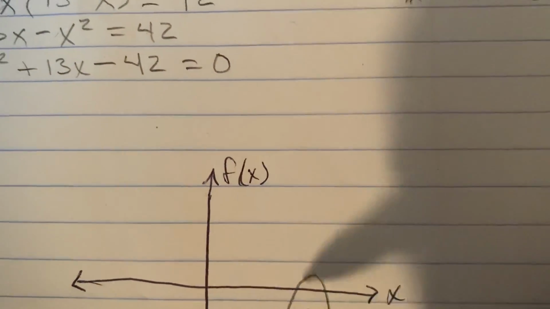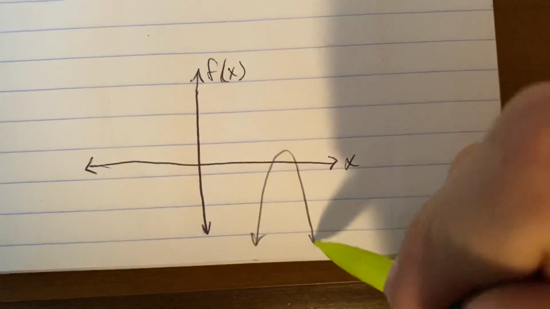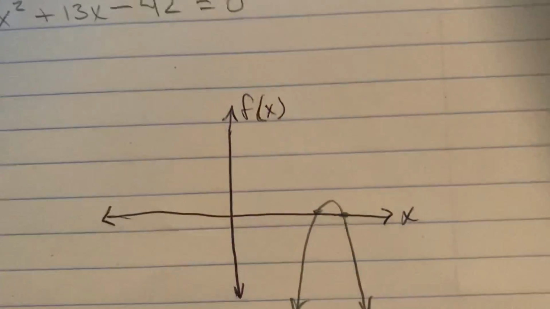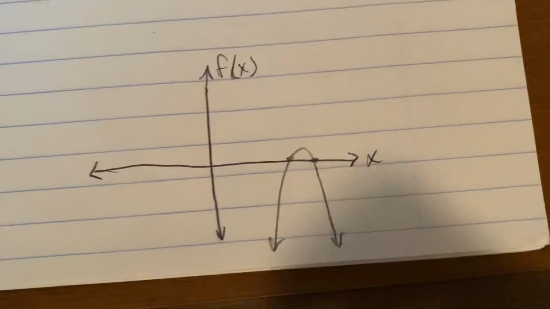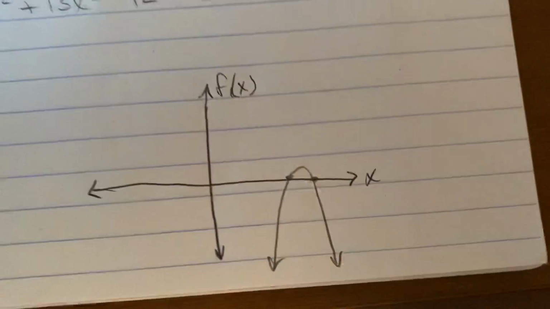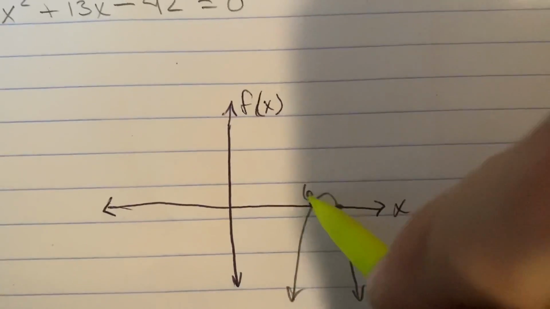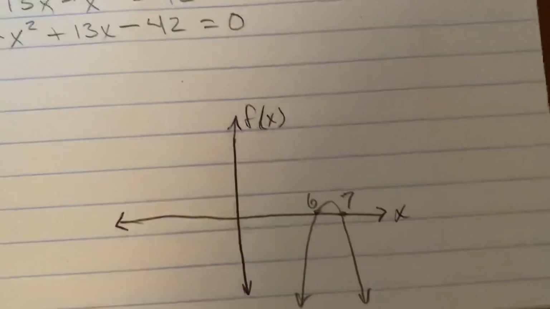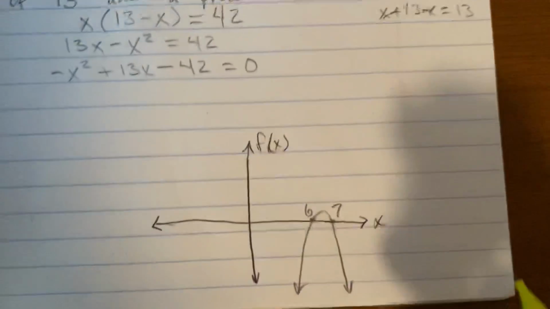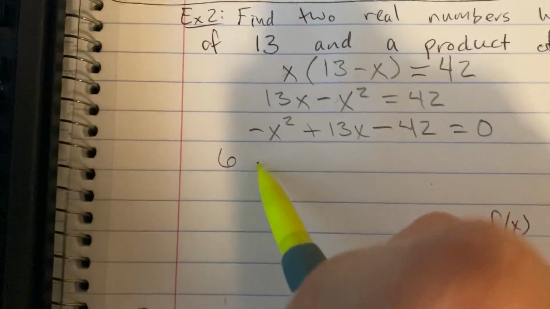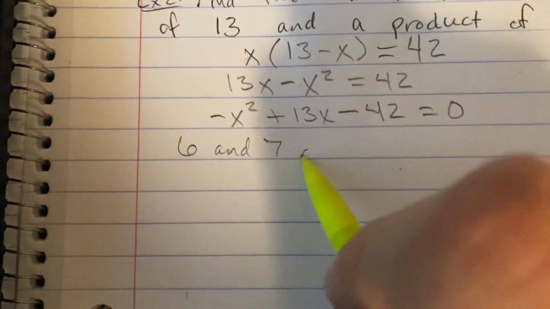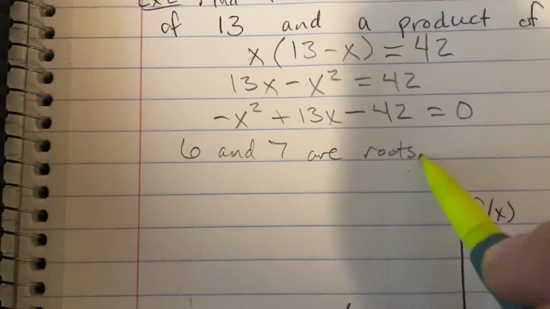Okay, now that we've resumed the video, again, this is what the graph looks like. And as you found from using your calculator, you know that this is at 6 and this is at 7. So the solutions for our problem are 6 and 7, which are the roots.